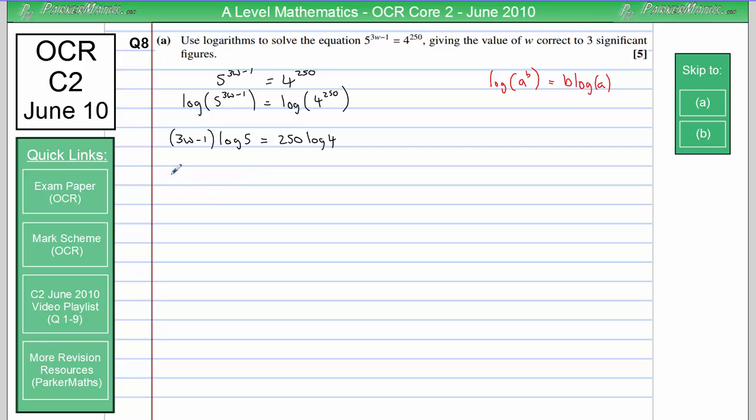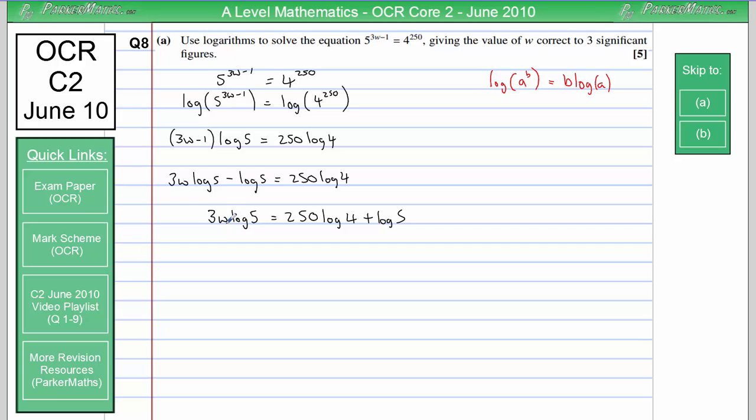Next I'll expand out this bracket, so I get 3w log 5 minus log 5. And that's going to equal 250 log 4. Next, I'll eliminate this term from the left hand side by adding log 5 to both sides. And finally, I'll divide through.